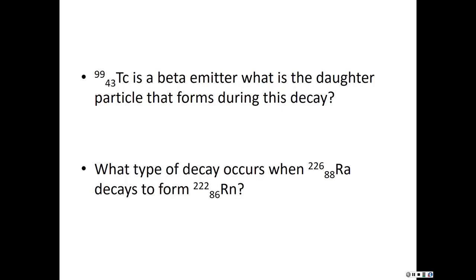Okay, so the equation for this is going to be, we know that we're making gamma, so that's going to be 0, 0, and we're also forming 40, 17 Cl. So what isotope will decay to form that? Well, 40 plus 0 is going to be 40, 17 plus 0 is 17, which is also Cl. So the isotope that will decay to form chlorine-40 through gamma decay is chlorine-40. Yep.